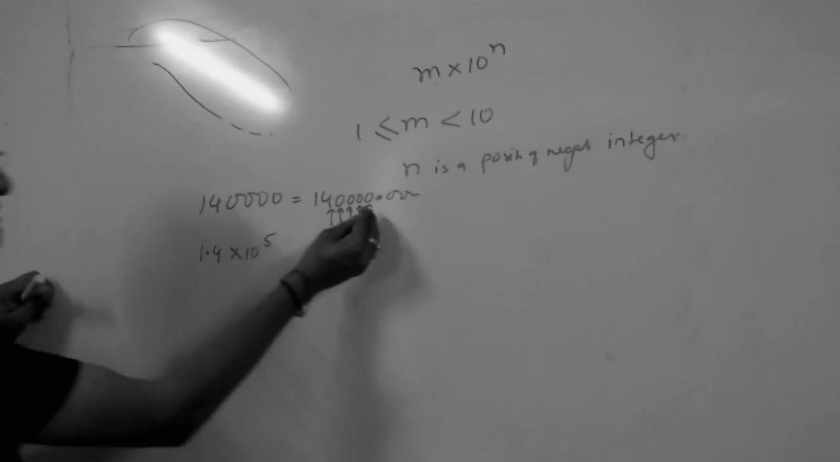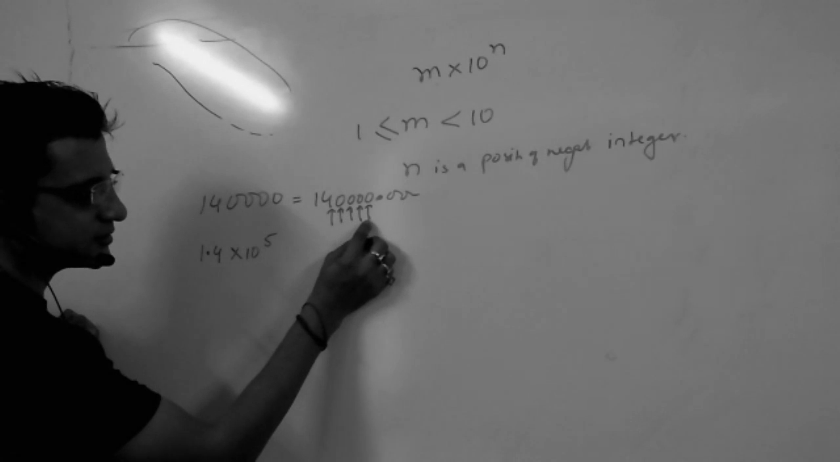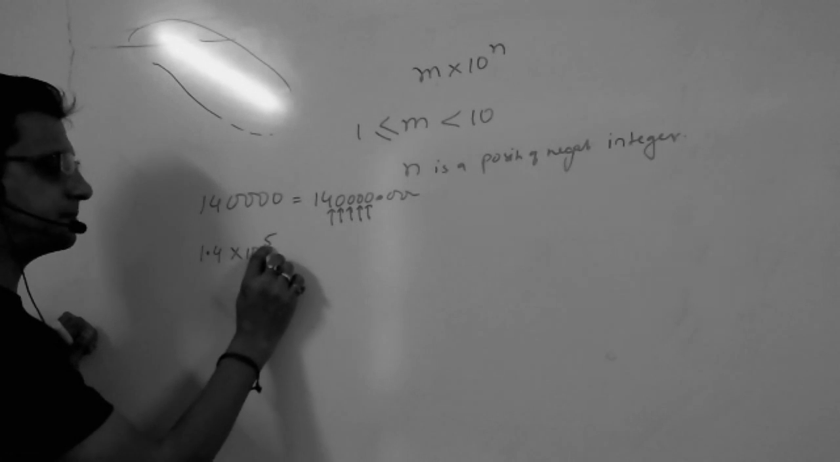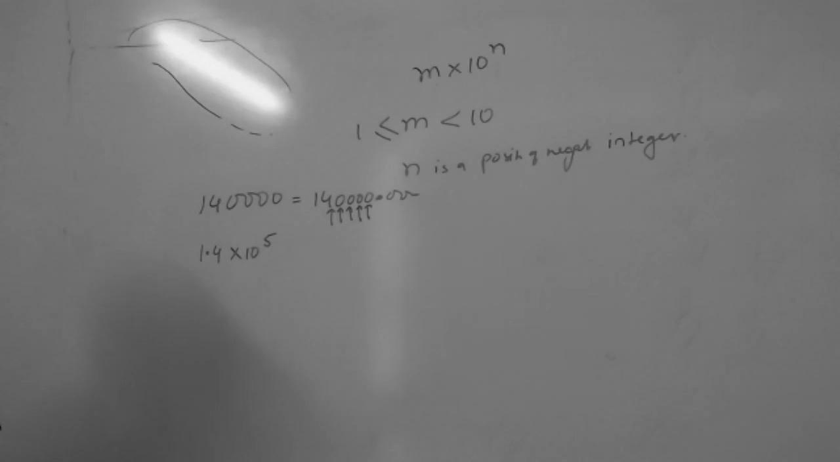Sir, is this process for scientific notation? Yes, scientific and standard are both the same. You can write it when you are pulling this decimal to the left-hand side by 1, 2, 3, 4, 5 places. So 1.4 into 10 to the power 5. Is it clear? Yes, sir.